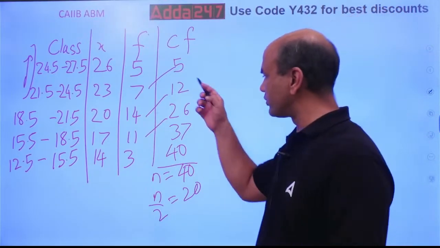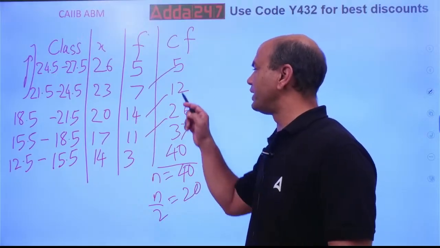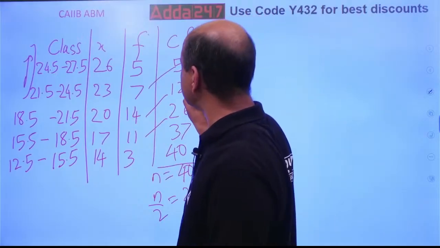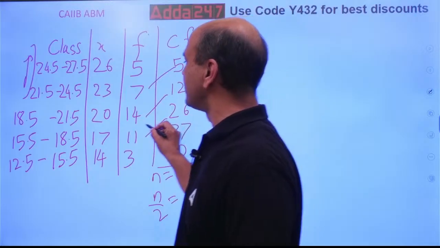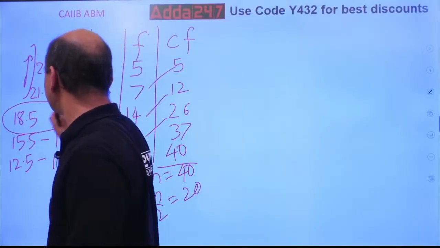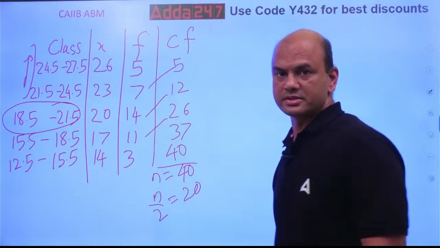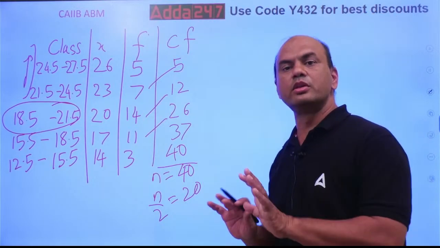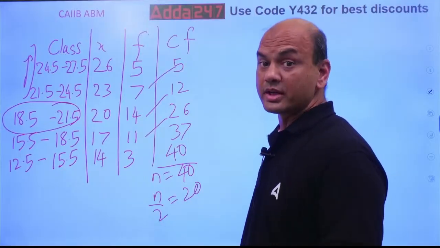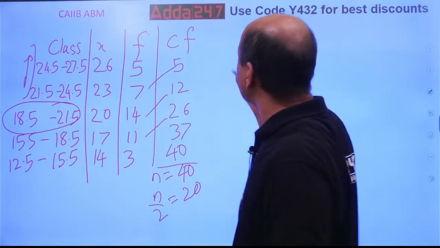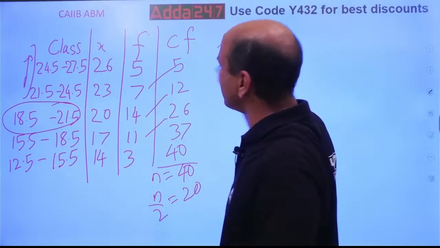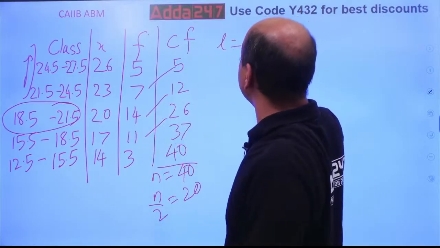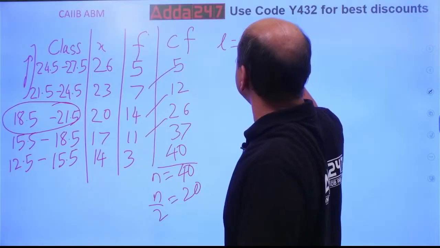So where will N upon 2 lie? Where will 20 lie? 20 will lie between this 12 and 26. So 20 will lie over here, and this becomes your median class. Now based on this, the whole numerical is to be solved. What is L now? L equals the lower limit of this, 18.5.